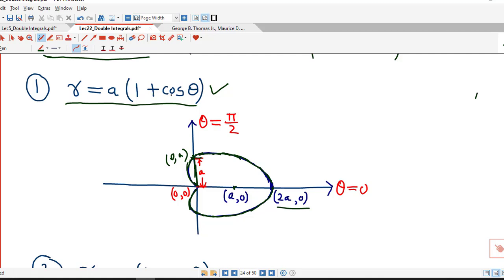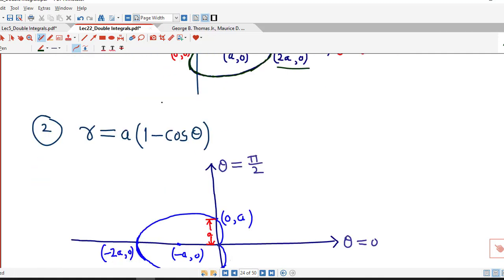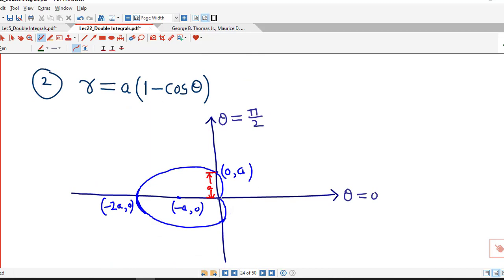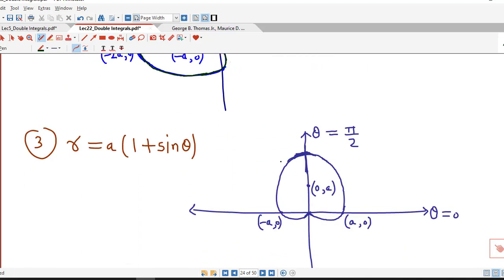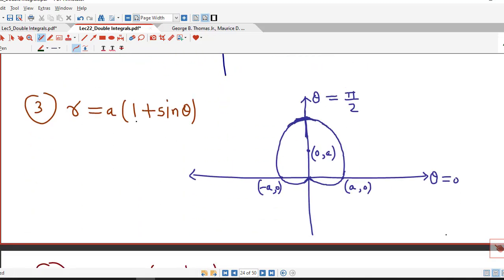Now instead of 1 plus cos theta, if we have 1 minus cos theta, then the graph will look like this. Okay, it will start from this point and it will go in this way. So if r is a into 1 minus cos theta, then the graph will look like this. Now instead of cos theta, if we have sin theta, then depending on 1 plus sin theta and 1 minus sin theta, we have these two different shapes. This is the graph of r equal to a into 1 plus sin theta, a cardioid.